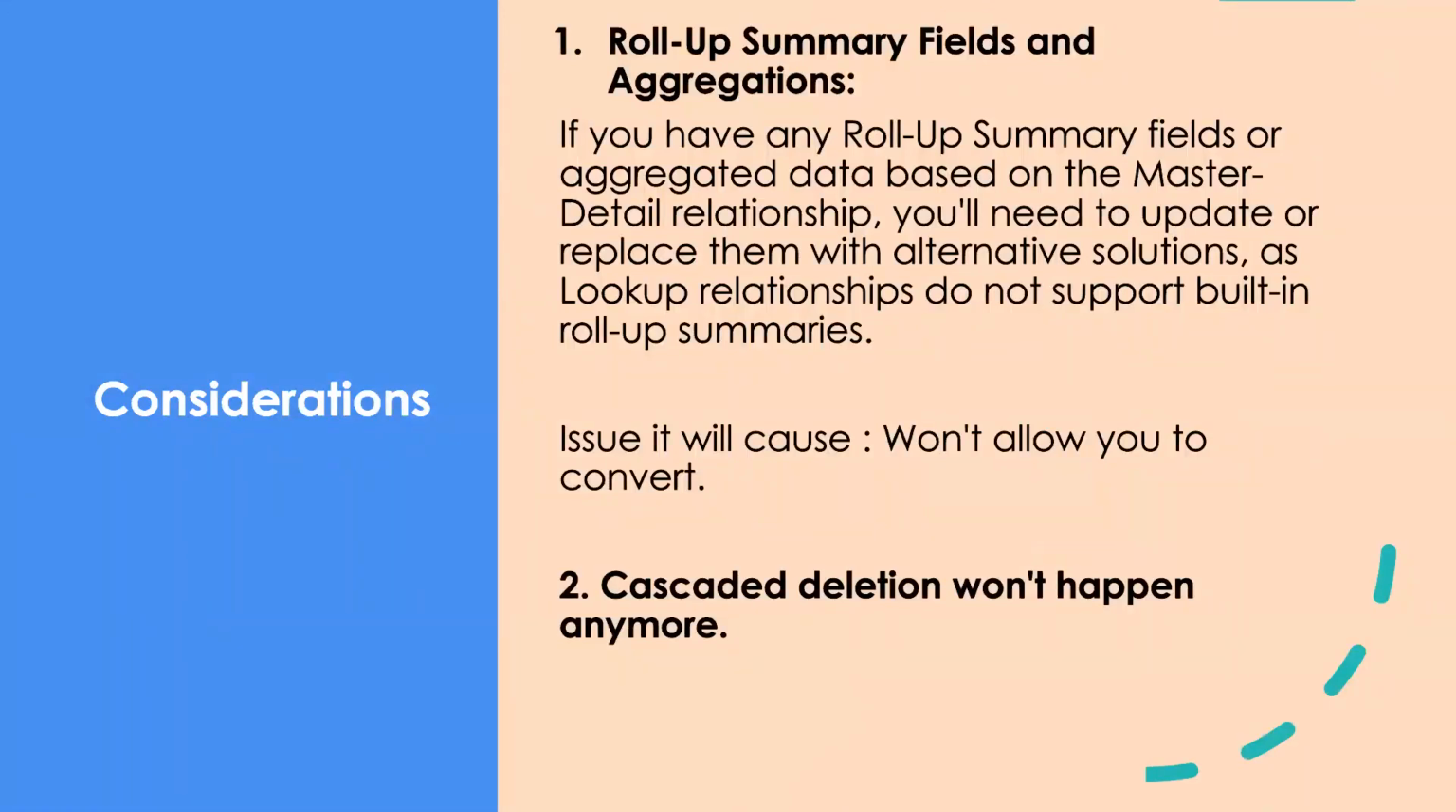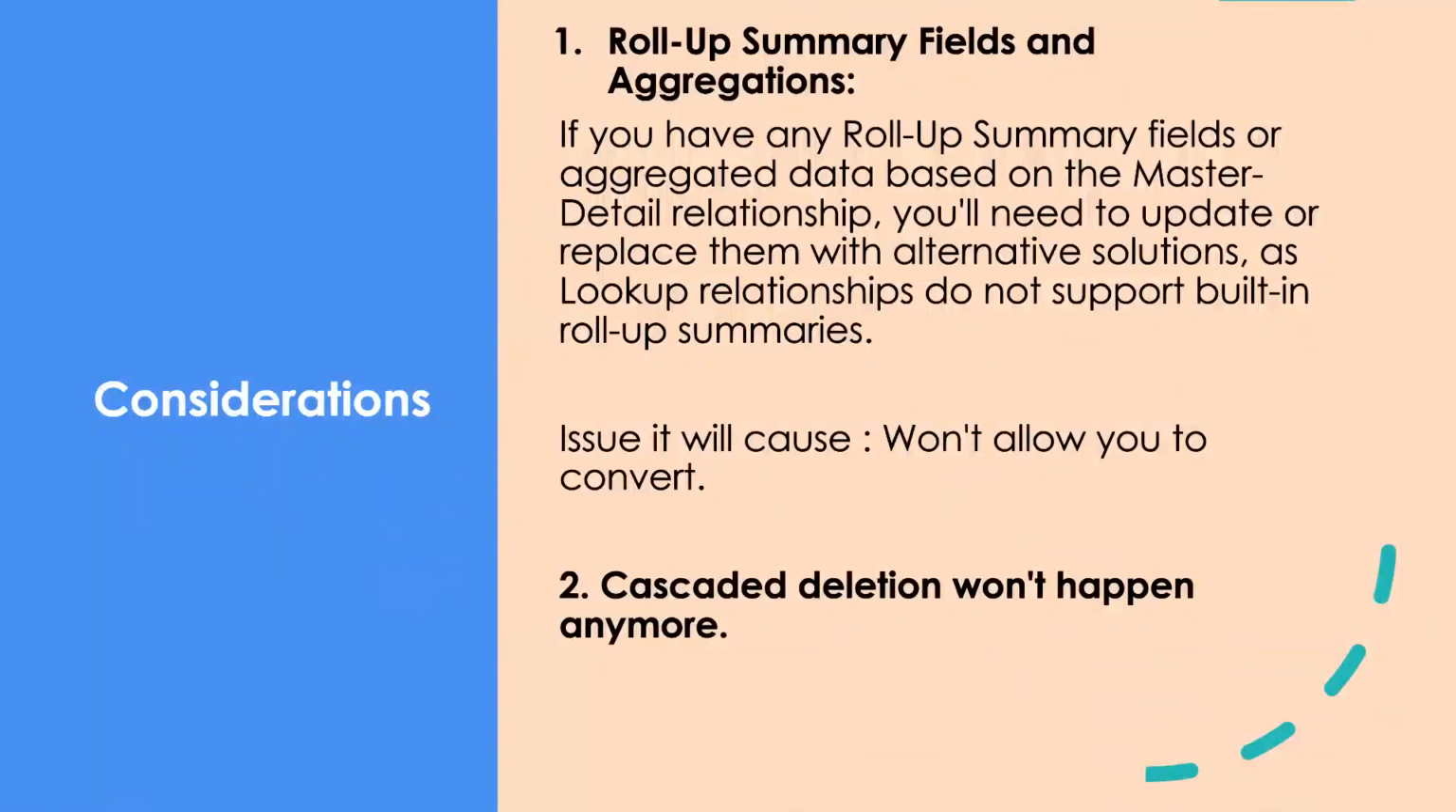You would already know that in a master detail relationship, I will have an object as master, and there will be another object which you can call a detail object or a child object. When your two objects are tied with a master detail relationship, then on the master object you can create a roll-up summary, so that you can do any kind of count calculations based on your child records. That is what is called a roll-up summary field.